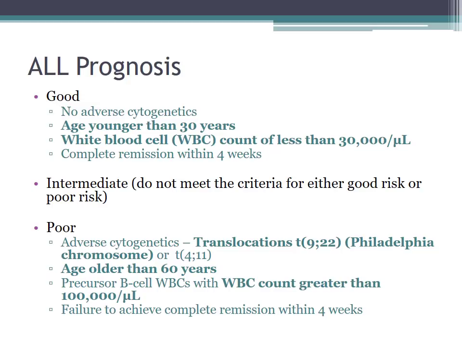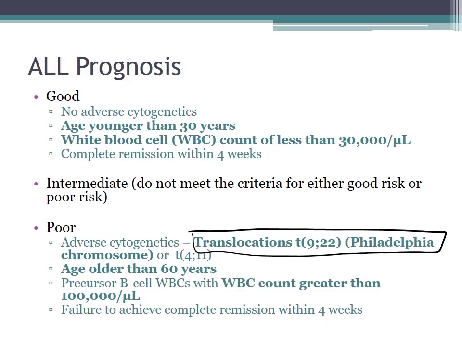There is no specific indicators for intermediate prognostics. It's kind of finding the balance of the good and the poor, but there are some poor indicators that I wanted to discuss. So some of the adverse cytogenetics would be especially this translocation of 9 and 22, which is again that Philadelphia chromosome. And as you remember in our previous lecture, we talked about if you have the Philadelphia chromosome in ALL or AML, both of those are considered a poor prognostic indicator.